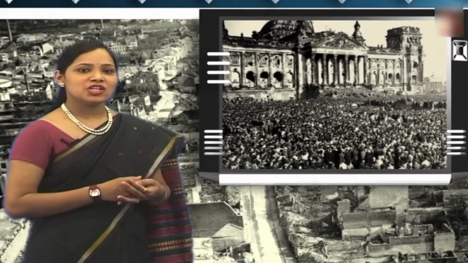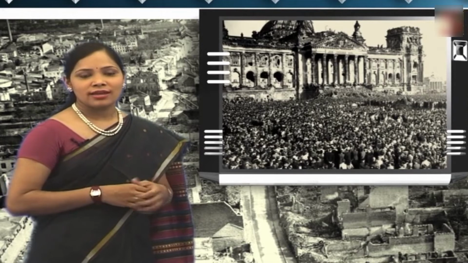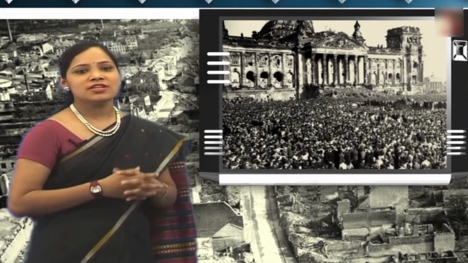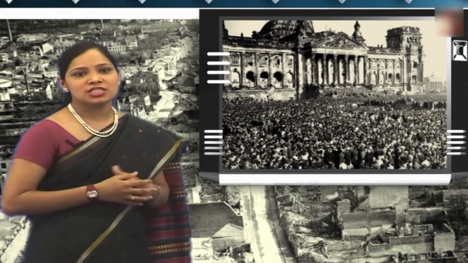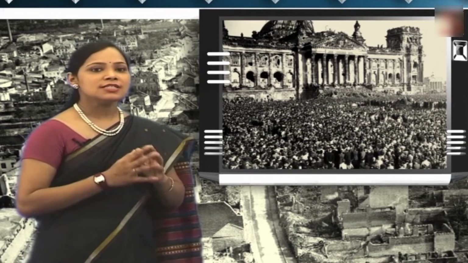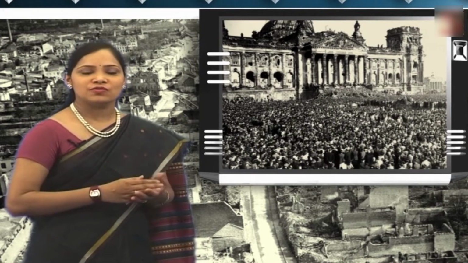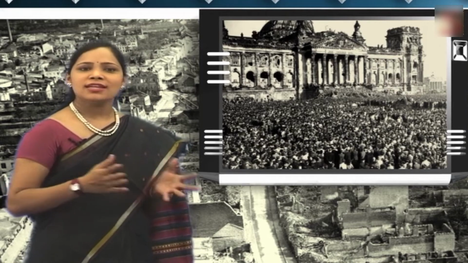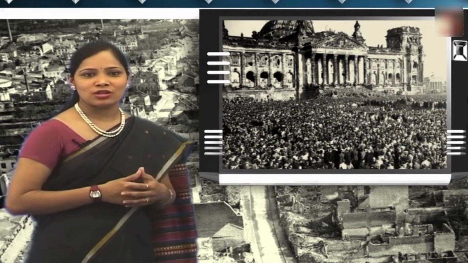Students, the idea of nationalism is certainly a positive one. In fact, nationalism served as the foundation for the modern-day nation-states. Nationalism served as a force behind the unification of Germany and Italy. Then how do you think it resulted in a world war?